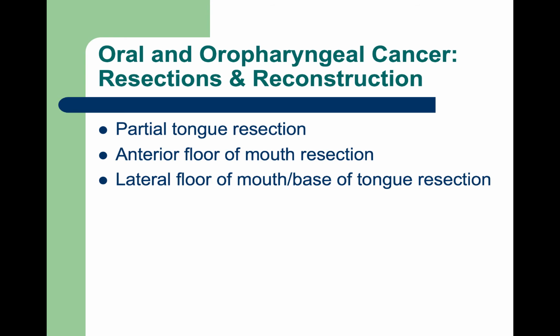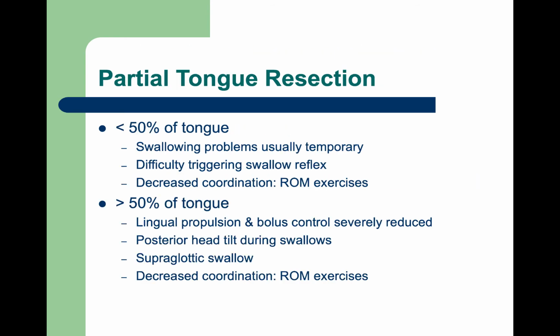All right, now we're going to talk about the type of resections and reconstruction. So the type of resection as well as reconstruction depends on the size and the location of the tumor. So it could be a partial tongue resection. It might involve anterior floor of the mouth resection or lateral floor of the mouth and or base of tongue. So let's first take a look at the partial tongue resection.